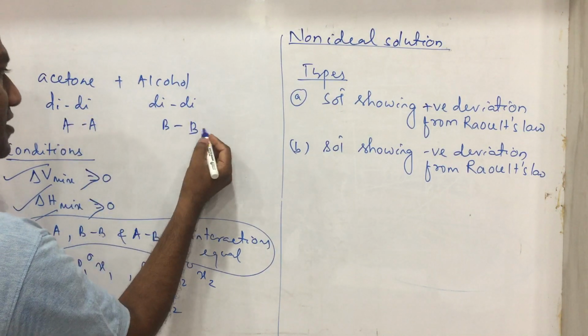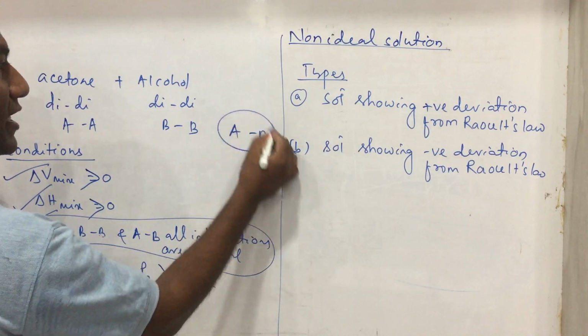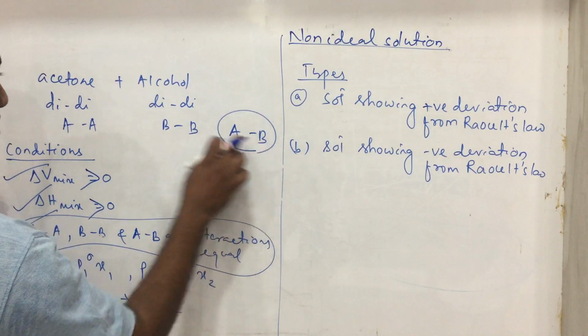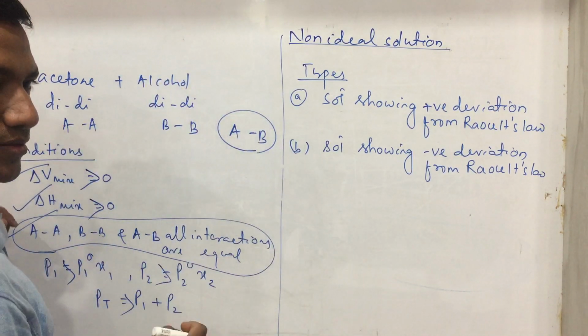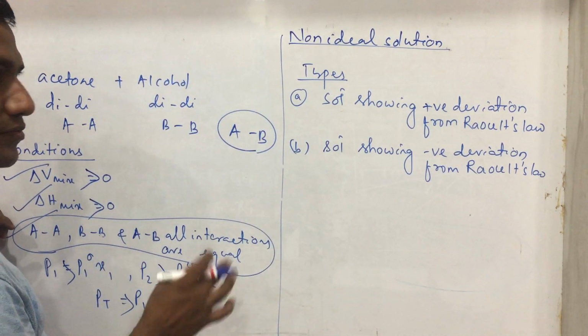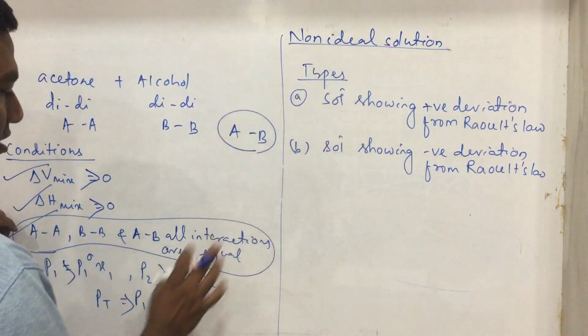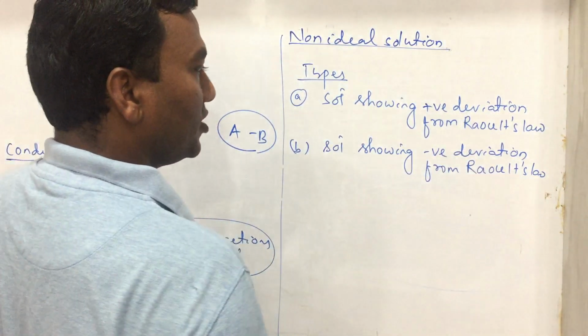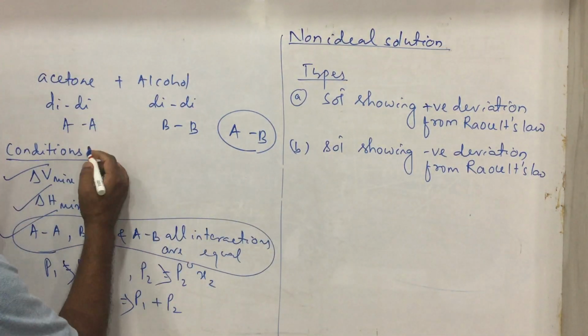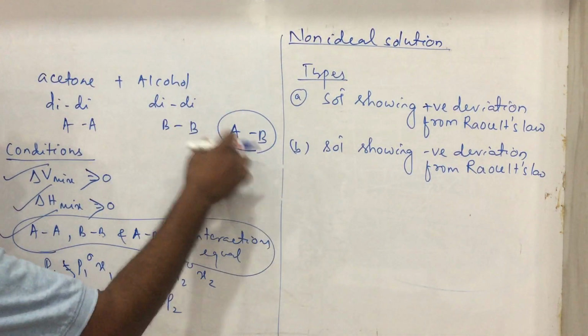So when these mix, then AB interaction comes. That's why AB interaction is less than AA and BB interaction. Hence vapor pressure increases. Clear? Hence this is called positive deviation from Raoult's law. Similarly, negative deviation from Raoult's law means AA and BB interaction is less than AB interaction.